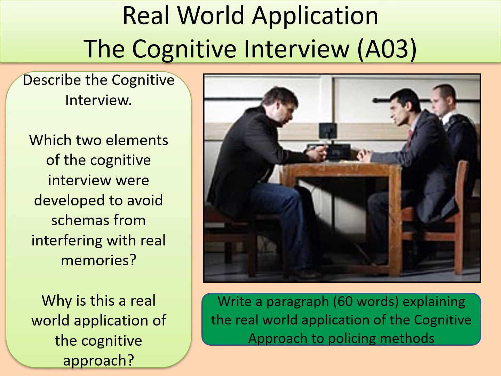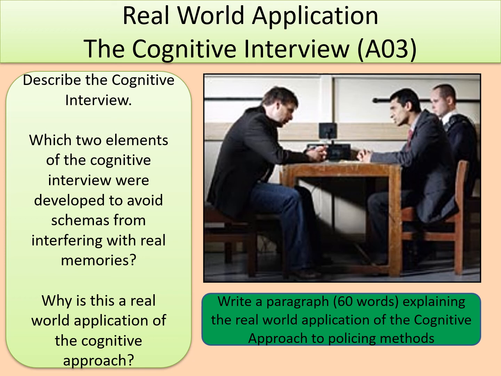So first of all, people have to think really deeply, which aids recall. But the bit that is really developed from the cognitive approach is that because we're aware of schemas and how they influence and distort our memories, when we get people to recall in reverse order and recall from a change perspective, that means they have to concentrate so hard that it blocks the schemas from interfering with their real memories. And so you end up with a more accurate memory.